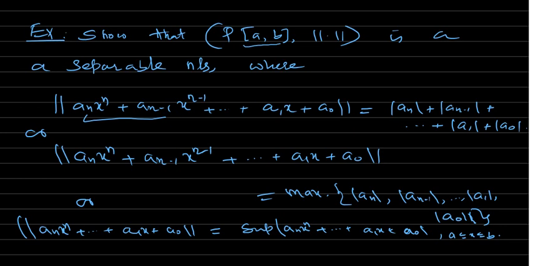Now if this is separable, then first of all you need a countable subset of P of AB which is also dense in P of AB. So what's that countable dense subset? Solution.